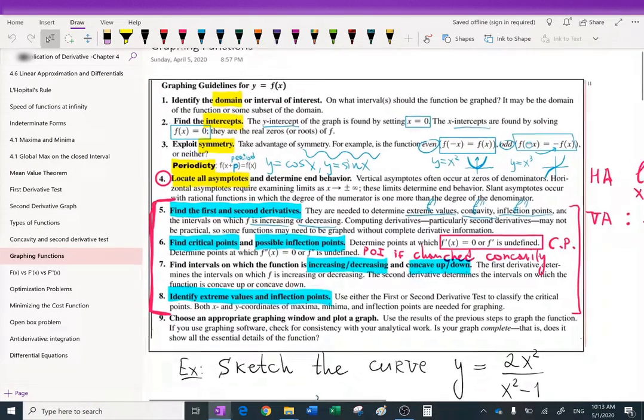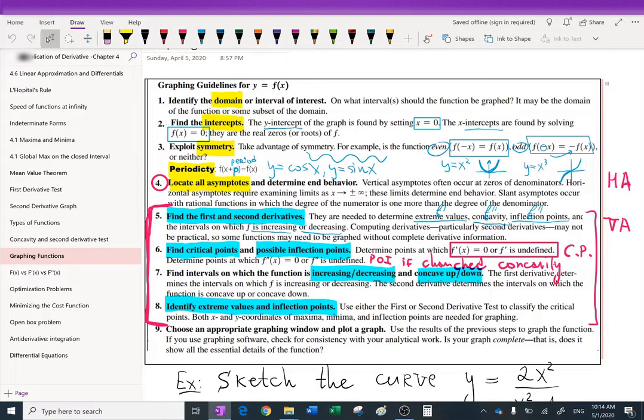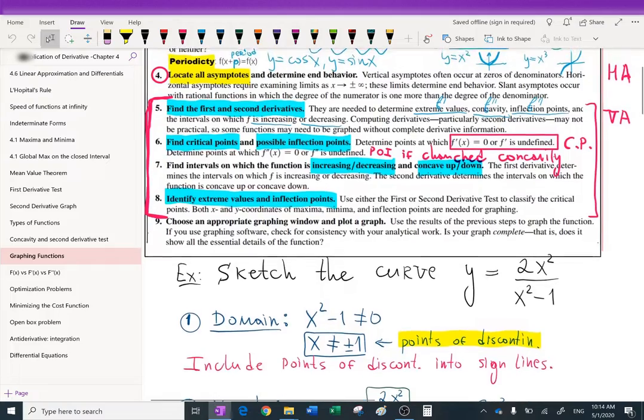We know that first you identify the domain, then find y and x intercepts. Then check if the function has any symmetry. Then find if it's periodic, like sine or cosine. Then the calculus starts. Find vertical and horizontal asymptotes, which I mentioned before. Then use the first or second derivative to identify local minimum and local maximum, and where the function is increasing or decreasing. Then, using the second derivative, identify where the function is concave up and concave down. Does it have points of inflection? And finally, you can graph the function.